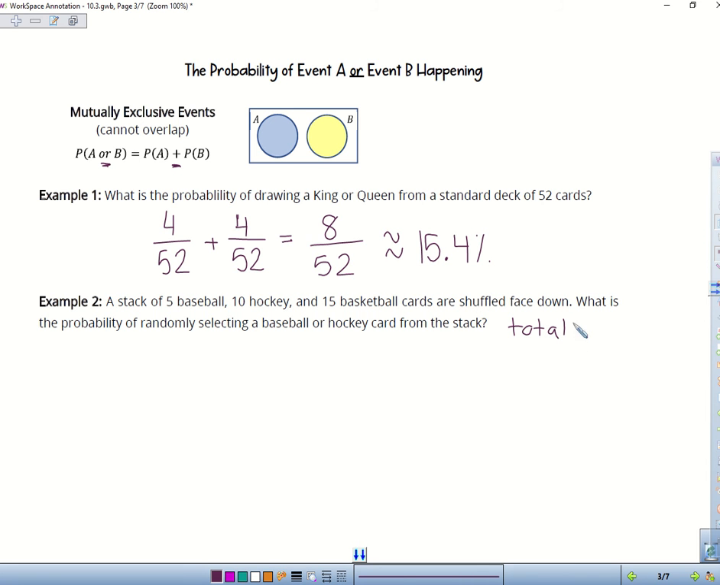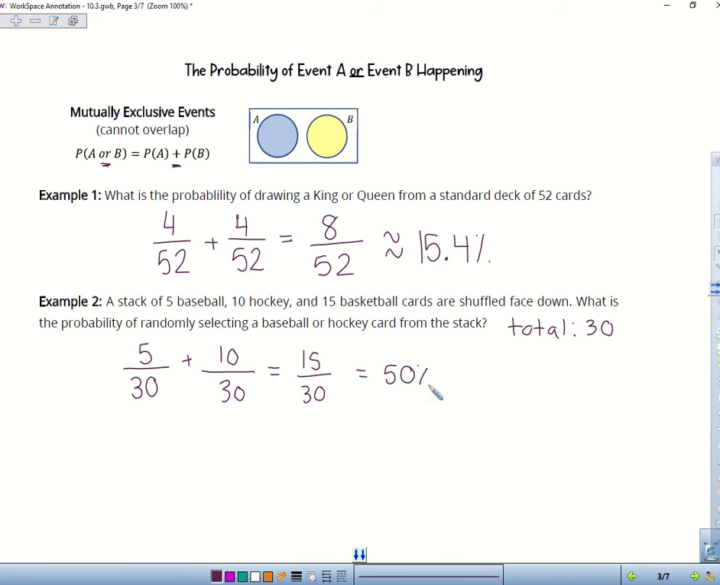30. Good. And how many of those cards are baseball cards? 5. Good. So the chance of picking a baseball card is 5 out of 30. Plus, you're also okay with picking what kind of card? Hockey, which is how many? 10. So if I add these together, I get 15 out of 30, which is 1/2.